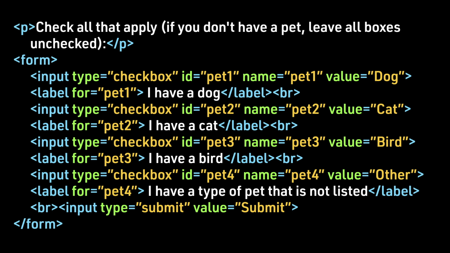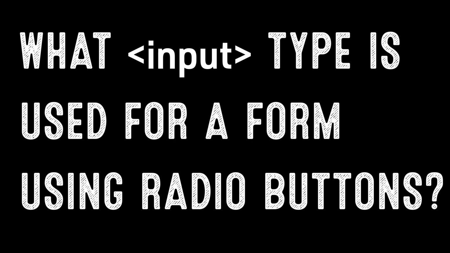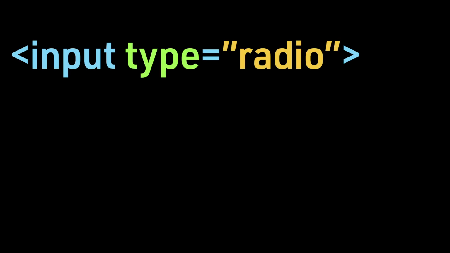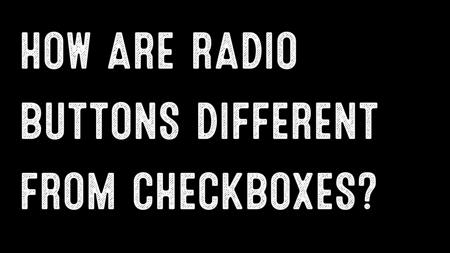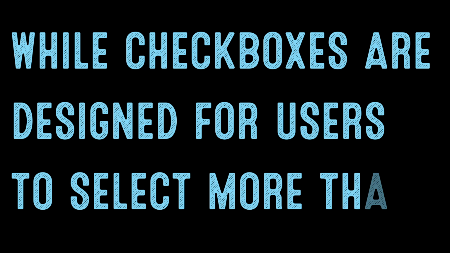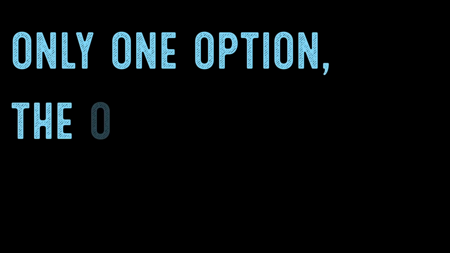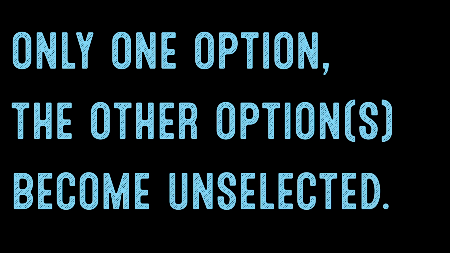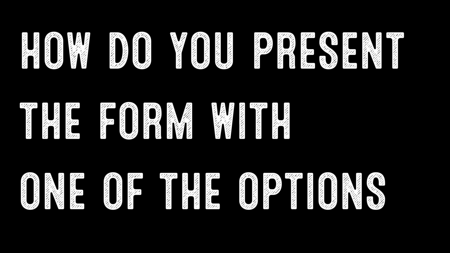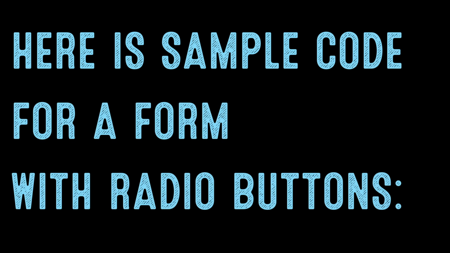Form closing tag. What input type is used for a form using radio buttons? Input type radio. How are radio buttons different from checkboxes? While checkboxes are designed for users to select more than one option, with radio buttons, a user selects only one option. The other options become unselected. How do you present the form with one of the options pre-selected as the default? Add the attribute checked. Here is a sample code for a form with radio buttons.